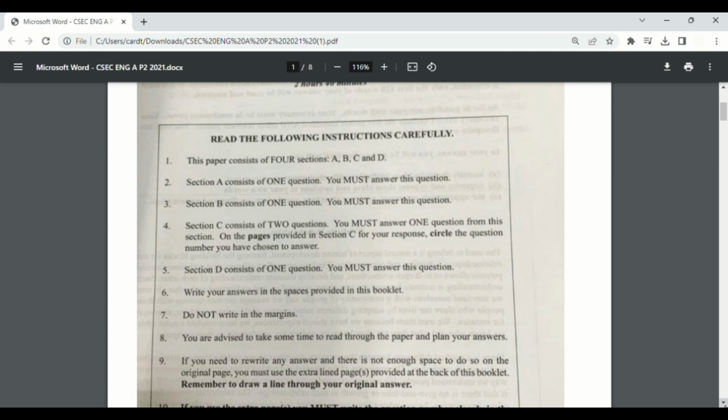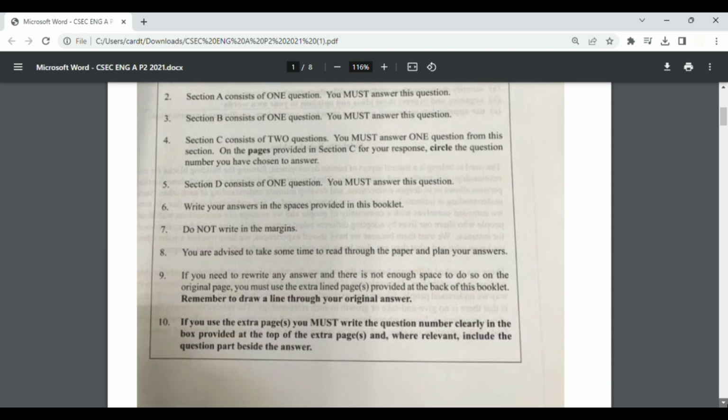It's compulsory. Now, Section C is saying, this section consists of 2 questions. You must answer 1 from this section. So on the pages provided in Section C for your response, circle the question number you have chosen to answer. And then Section D consists of 1 question which you must answer. Some people go to the exam and answer 1, 2, 3, 4, 5 questions. They never read the instructions, obviously. So let's continue with the instructions.